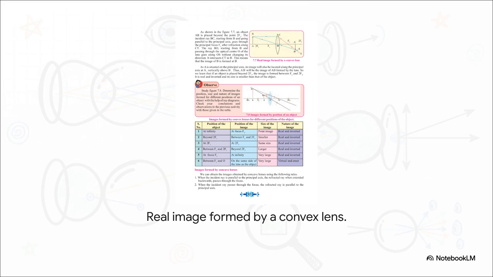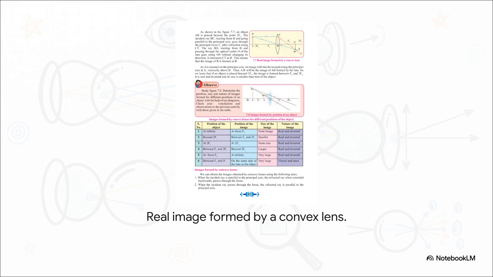Let us trace an actual image together. We place our object, let us call it AB, on the left side. Applying our rules, the top ray travels parallel to the axis and refracts right through the focus. A second ray goes straight through the optical center. Now, where do they intersect? They meet on the other side to form our image.